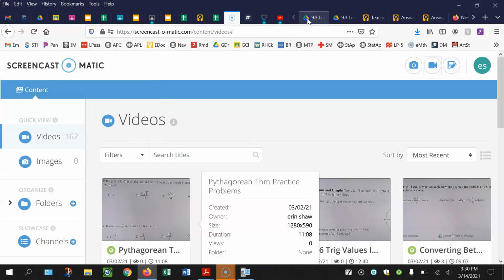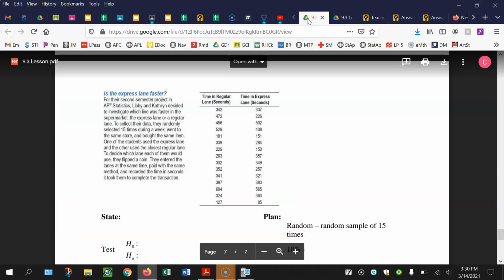So in this last video, we're going to tackle the very last page, which is going to help us see what a paired t-test is going to look like. All right, in this question, is the express lane faster? So these AP Stat students decided to investigate which lane was faster in the supermarket, the regular or express.